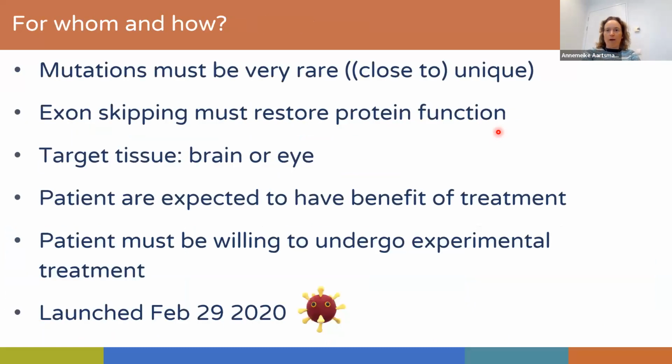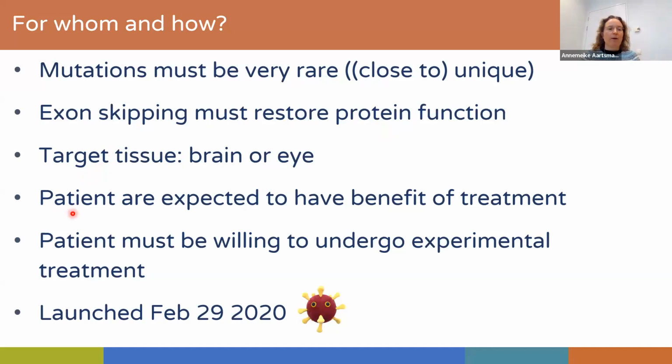So for whom and how? So the mutations must be very rare. We're not going to compete with companies. We want to offer something where we say there is a unique opportunity for these patients, but no one else is going to develop it. We focus on exon skipping because we have an expertise there. And of course, then exon skipping must restore a protein function. Target tissue, brain or eye, I mentioned already.